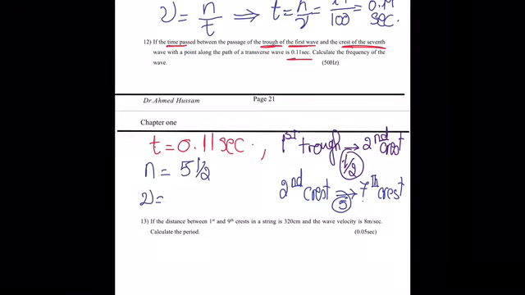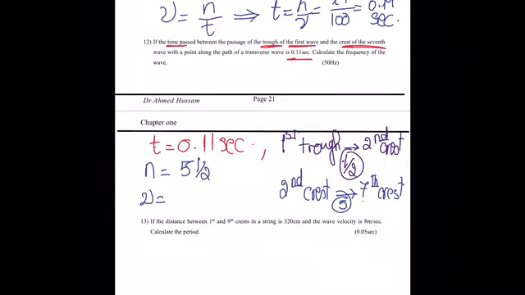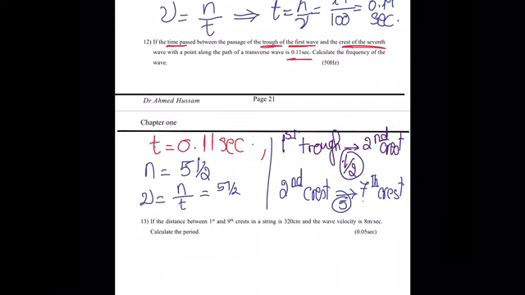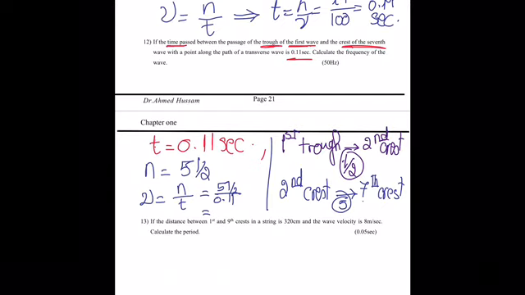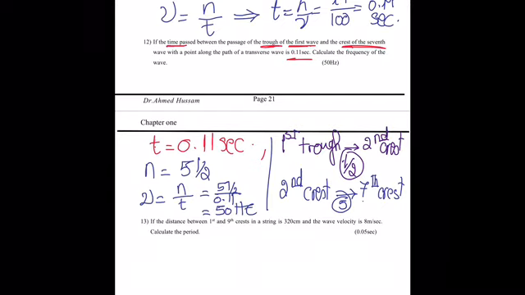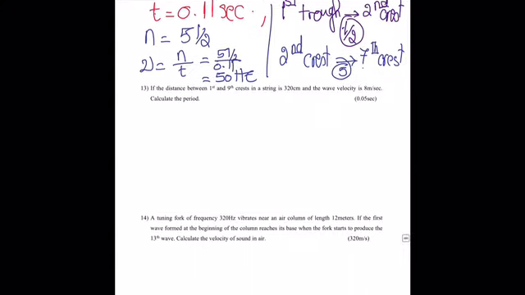Simply, we can calculate that frequency equals number of waves over time. 5.5 over 0.11, we get 50 Hz. You can try number 13.